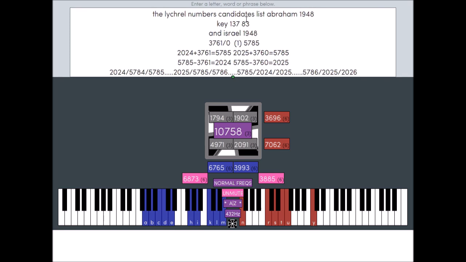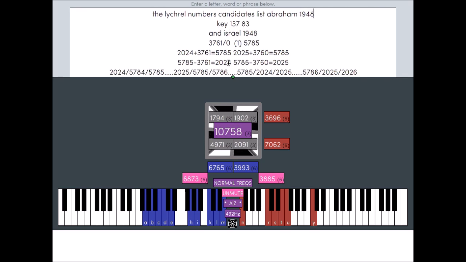They're related. There is nothing happening in AD time that is not related to Anno Mundi time. And things are happening again in Anno Domini time to go back and match what happened in the same year in Anno Mundi time, minus 3,761 years prior, or later on in the year, minus 3,760 years. So when I did all this, the Lychrel numbers candidates list, that's 1947 left and right, plus Abraham, that's 1948 left and right.